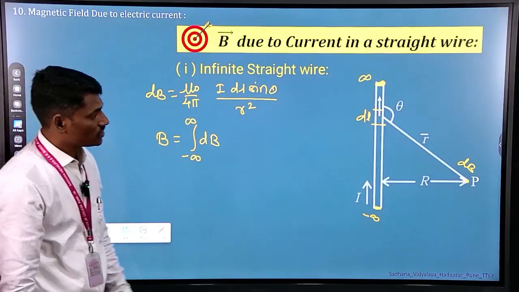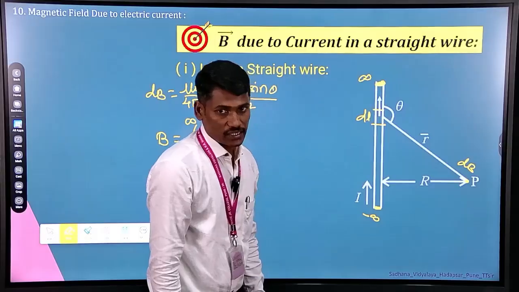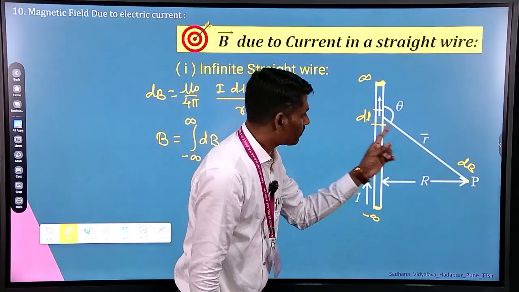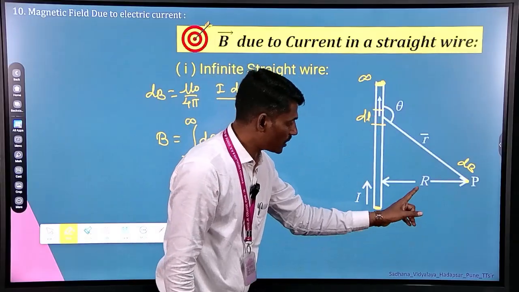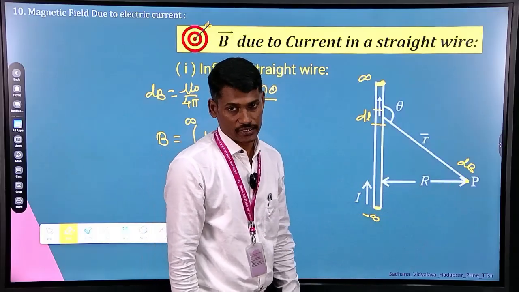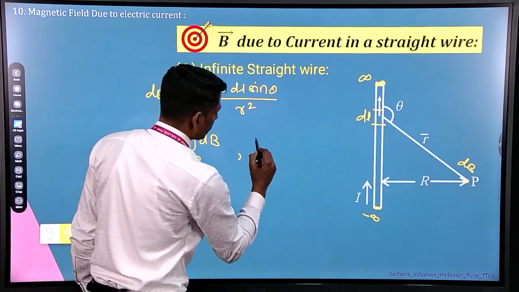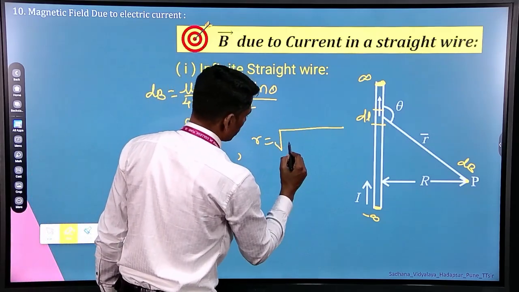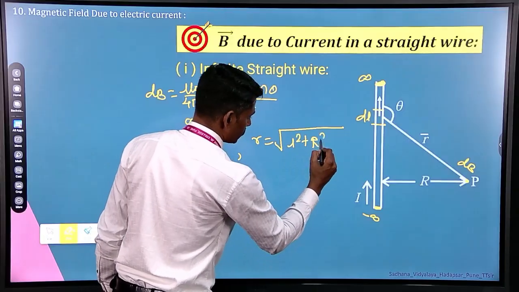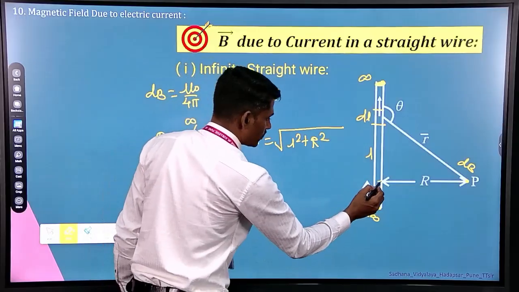Now by using the geometry of the figure, here what is r? Small r is the distance of that point from the center of the small element, and capital R is the perpendicular distance of that point from the straight conductor. So here we write r is equal to the square root of L square plus R square, and here L is the length of that small element from the point O.